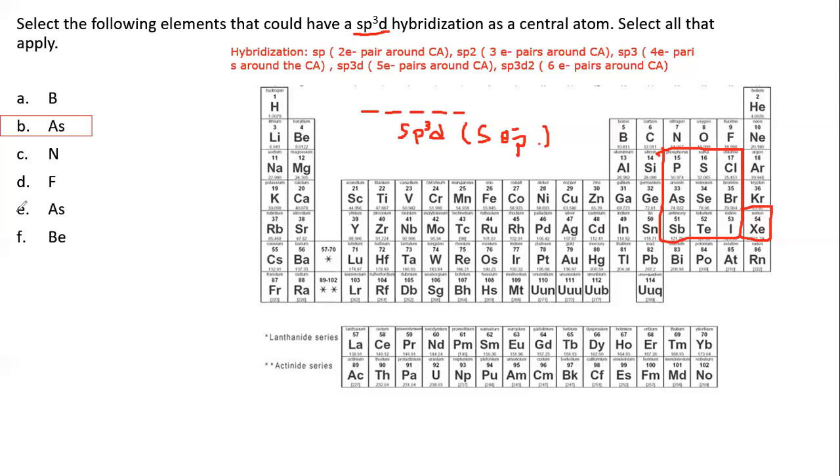Let's see. Copy and paste there. I think this was actually bromine. So bromine is an expanded octet because it's row 3 or below. And then beryllium would not have an expanded octet because it's row 2. And so these are the 2 elements, arsenic and bromine, that could have an sp3d hybrid orbital because they can have an expanded octet.